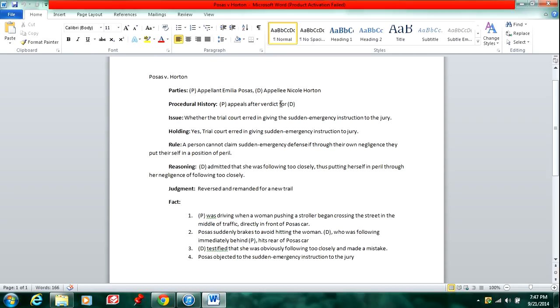Procedural history. This is the motions through the court system to get to this point in the case. So we have here plaintiff appeals after verdict for defendant, and that's in the trial court. And then next we have the issue, what is disagreed upon in this particular case. So this one is whether the trial court erred in giving the sudden emergency instruction to the jury.